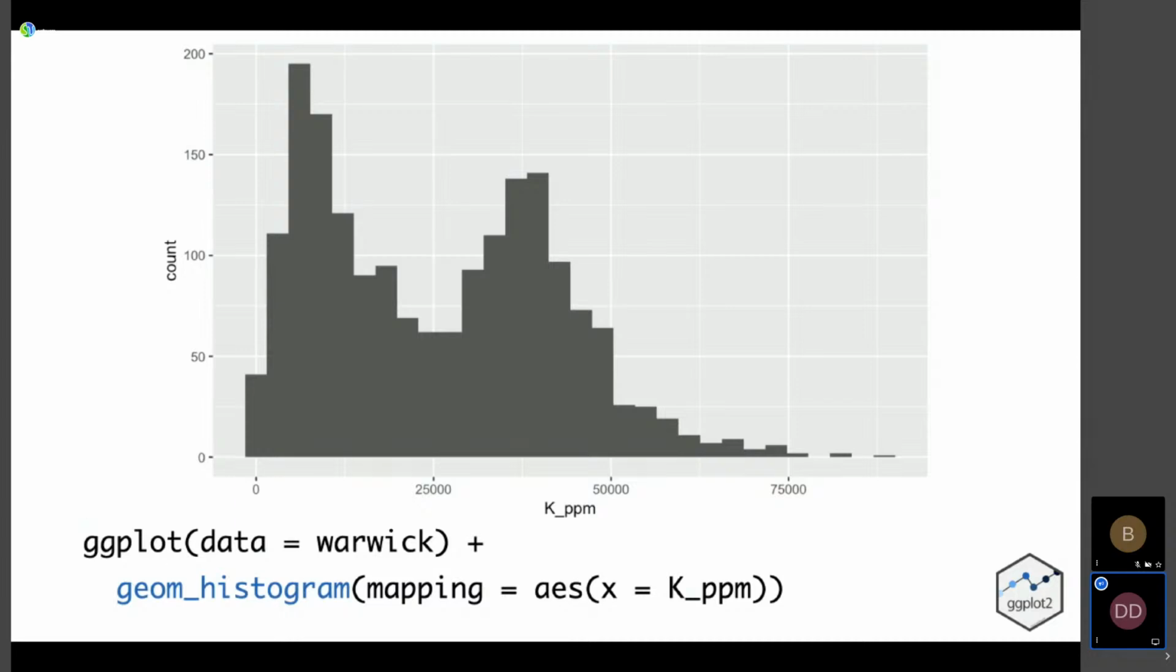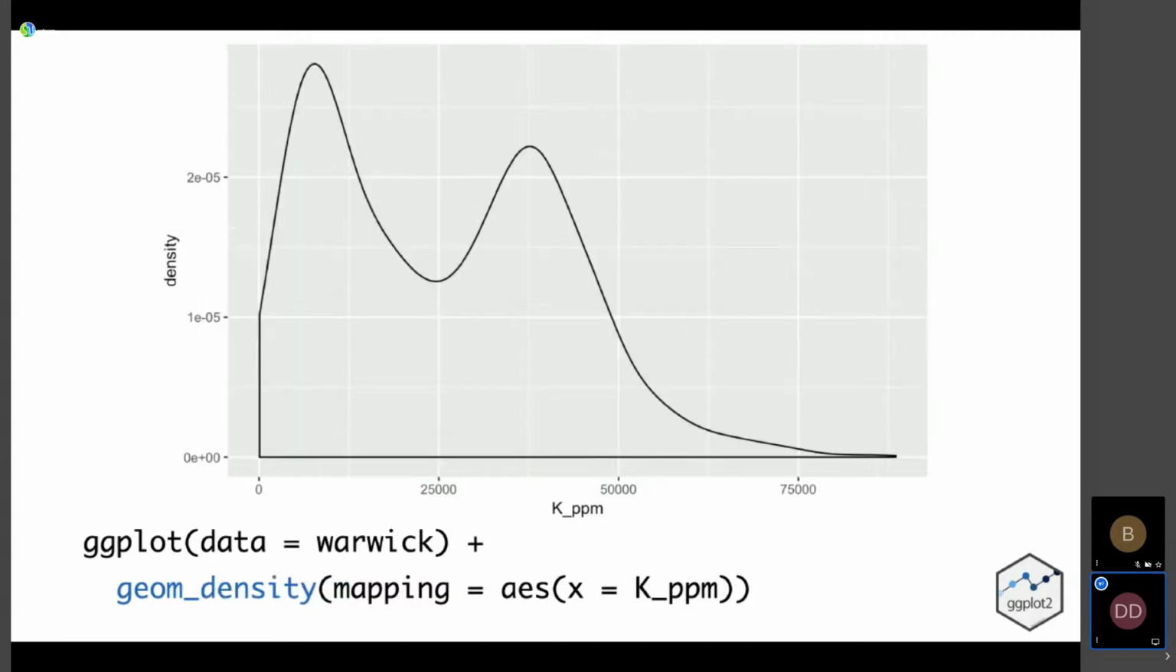So here we are. This is what we just typed. We've got ggplot data equals Warwick, or just Warwick because data is the first argument in ggplot, and that will create a plot. But then we need to add a layer. That layer is geom_histogram that we want to draw. We want to use a histogram to represent that x variable of potassium in parts per million. So again, parts per million on the x-axis, and on the y-axis, geom_histogram will calculate a value and use that automatically.